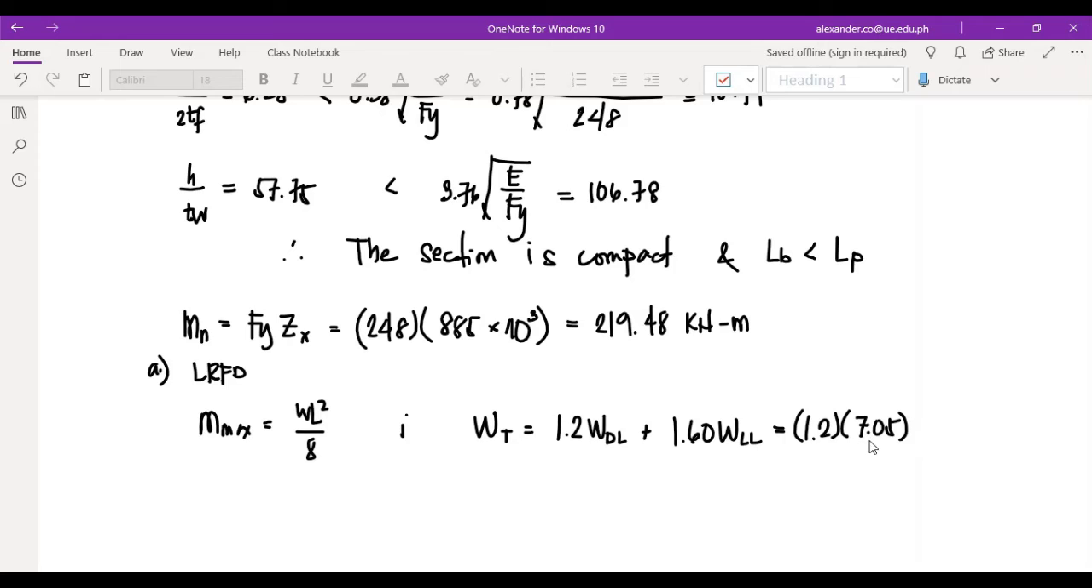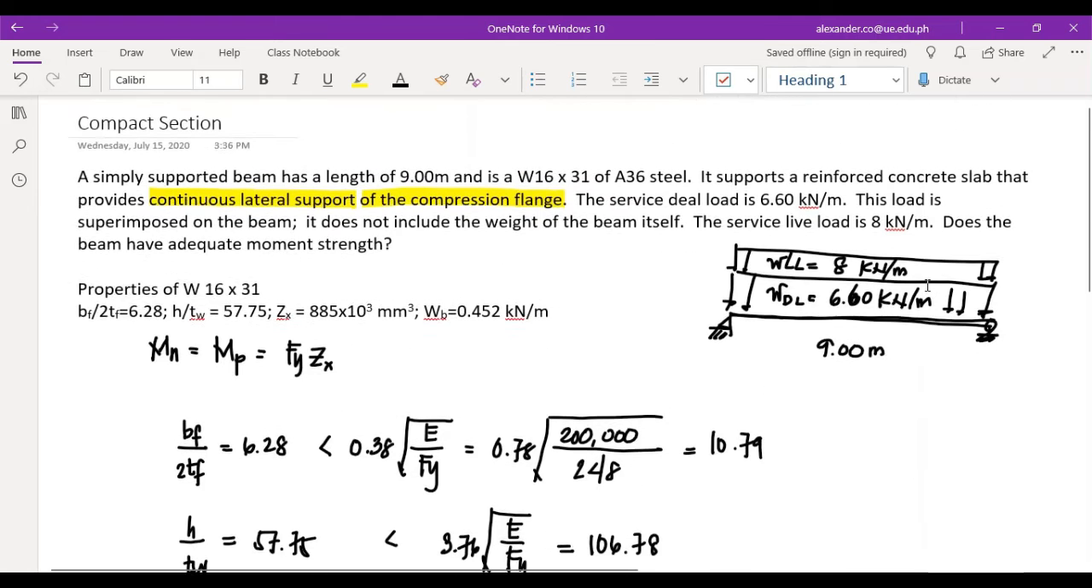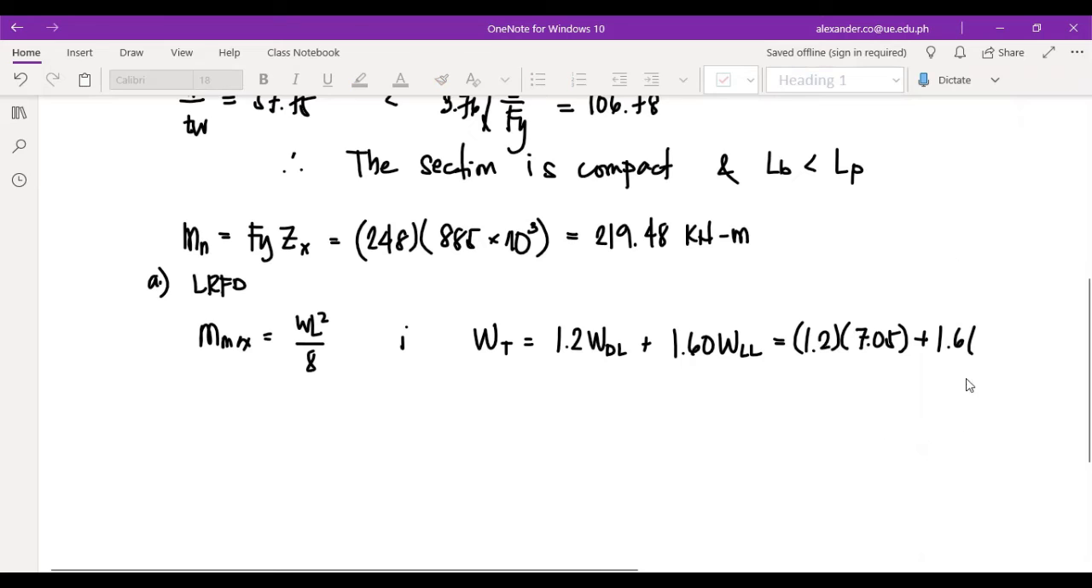Okay, uulitin ko ito: yung weight ng dead load plus yung weight ng beam itself. Diniretso ko na. So, 1.6. Ang live load ay 8 kilonewton per meter. So, ano yung total weight? Lalagay ko W kasi ultimate na yan, or LRFD pala, sorry. Ultimate pagdating sa concrete. Anyway, the same concept. So, 1.2.